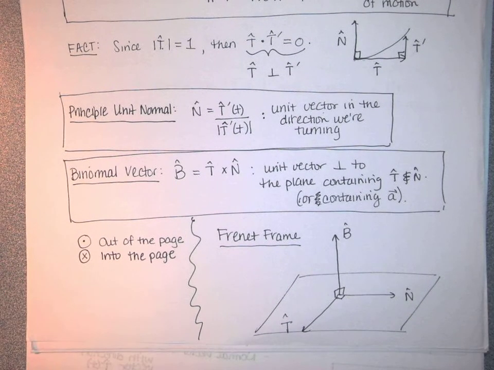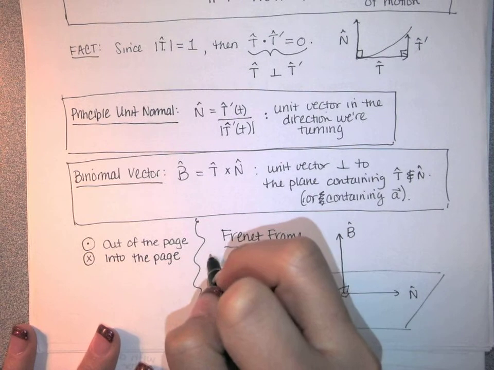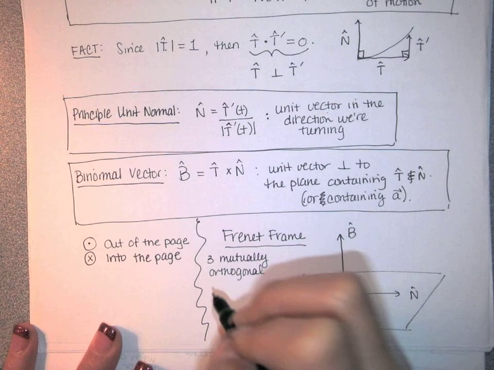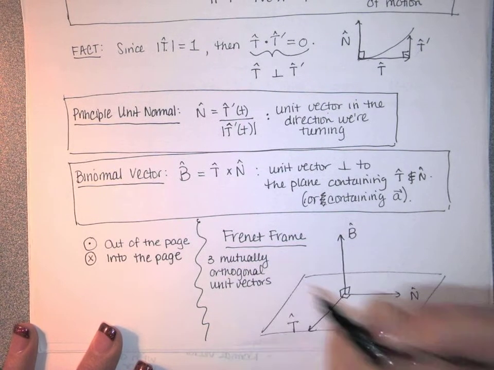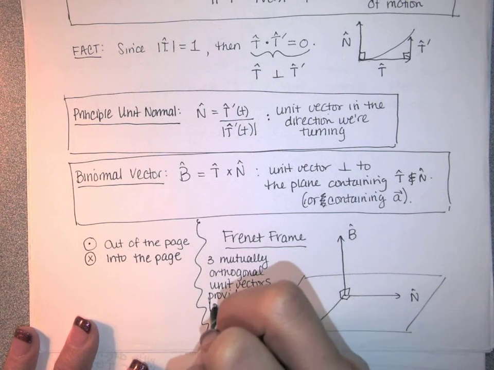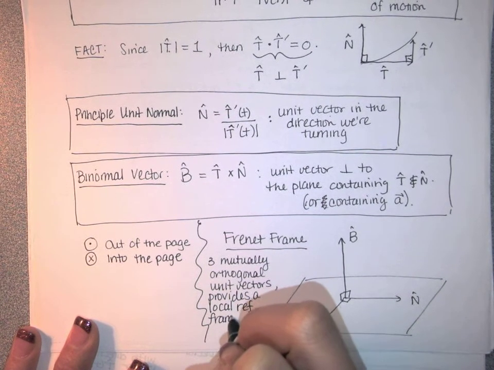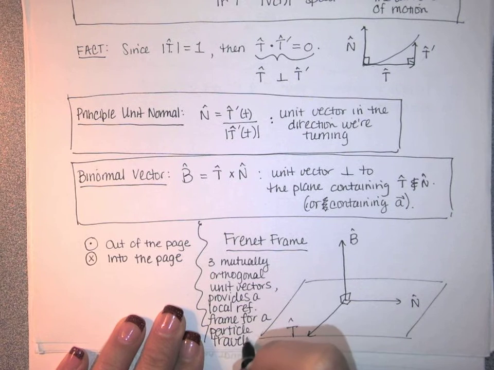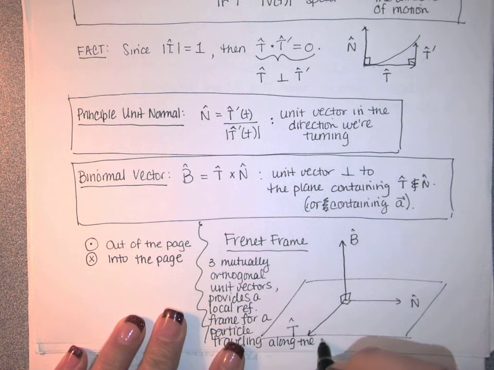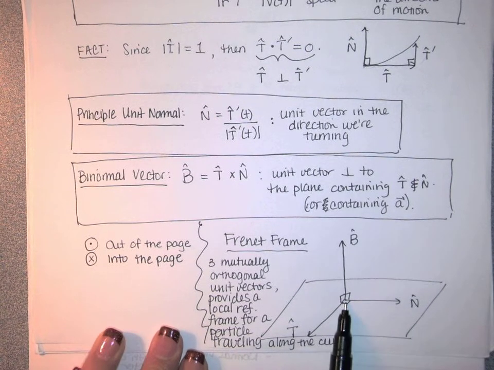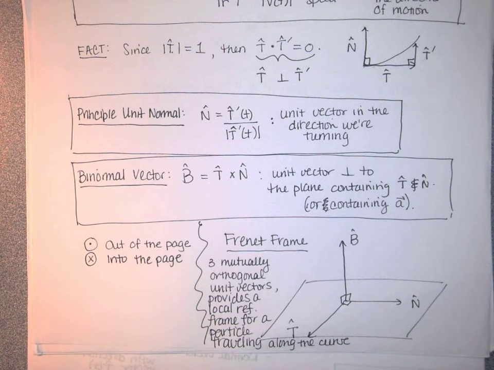Now, I just said this out loud, but I did not write it on my paper, so I want to rewrite that. The Frenet frame is a set of 3 mutually orthogonal unit vectors, and it provides a local reference frame for a particle traveling along the curve. So we're interpreting these as the direction that we're going, the direction we're turning, and then the acceleration vector is down here somewhere. The binormal is perpendicular to that plane containing the acceleration vector.